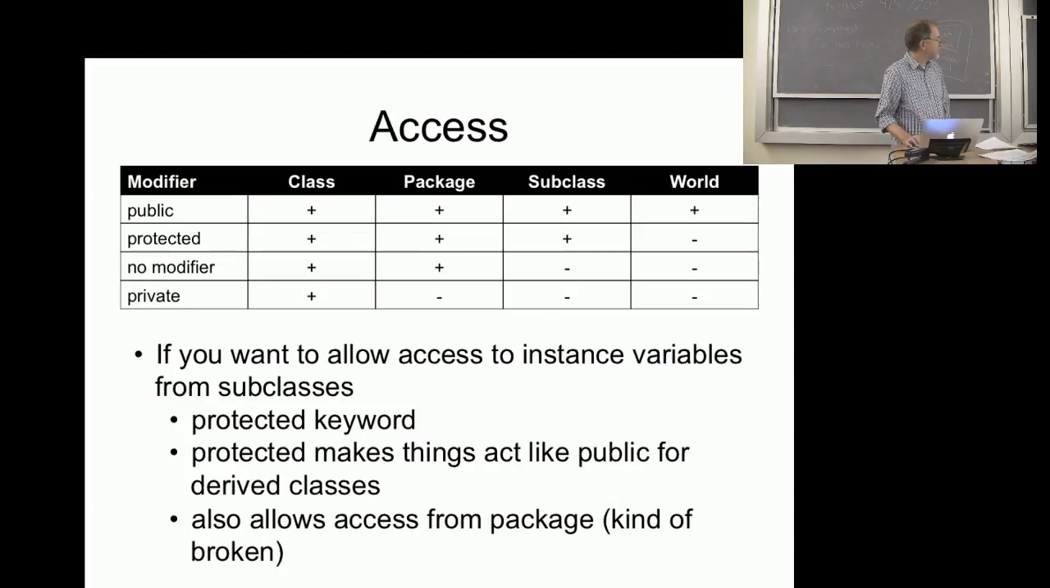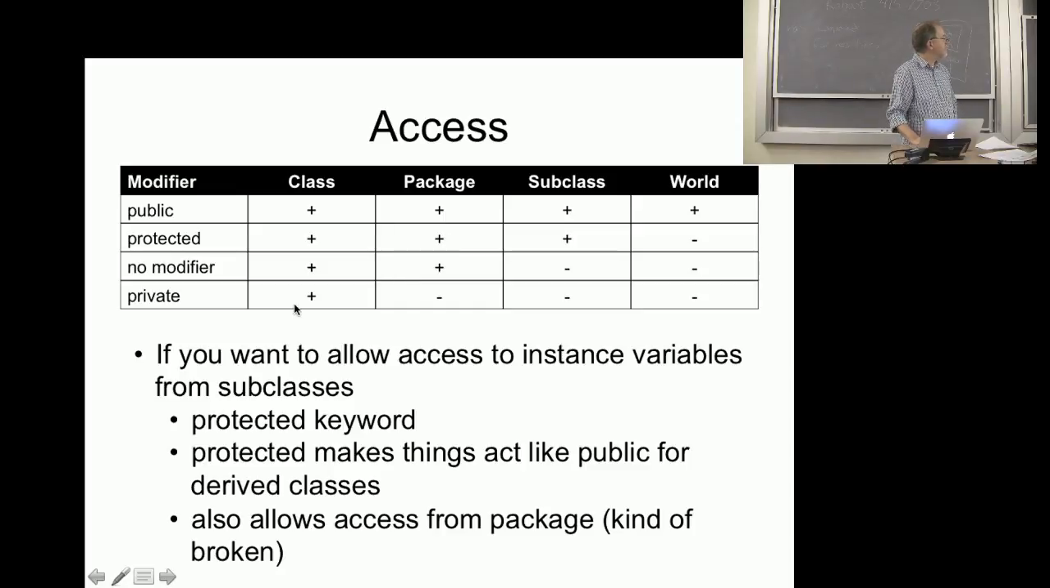Okay, access, I want to show you really briefly. With public, basically everything can access a public method or instance variable, and that makes it both powerful and dangerous. Private, only the class code itself can access stuff that's declared private. If you call it protected, then the class can get to it, and the subclass can get to it, and actually the package can get to it. So if you're in the same package, you can access it.